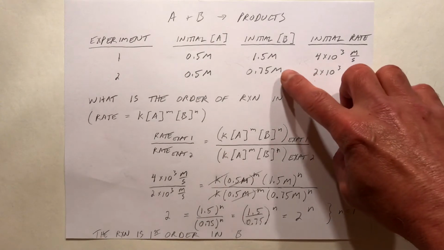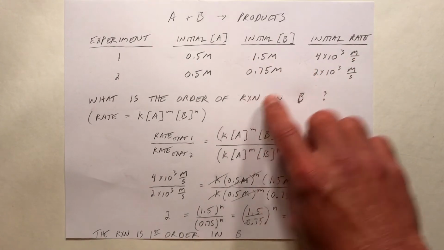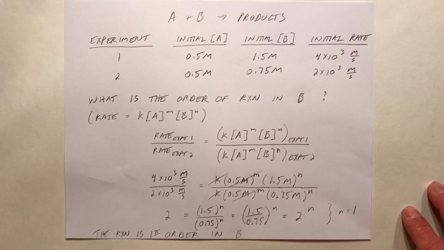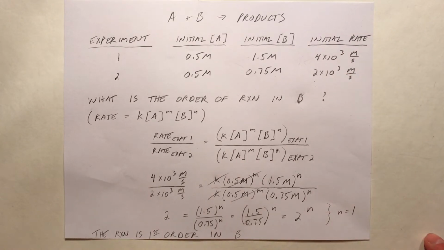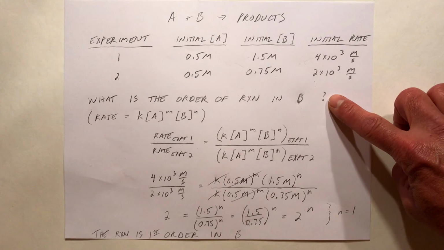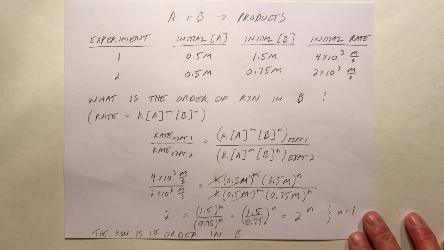And that from experiment 2 to experiment 1, we see a factor of 2 difference in the concentration of chemical B. We run the reaction in both experiments and measure these initial rates. So we can use this data to determine the order of reaction with respect to chemical B. What's the order of reaction in B?